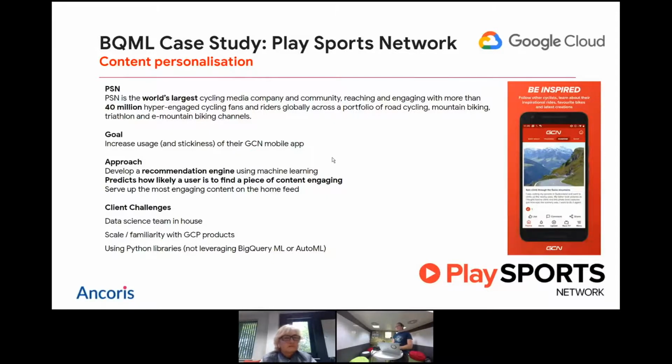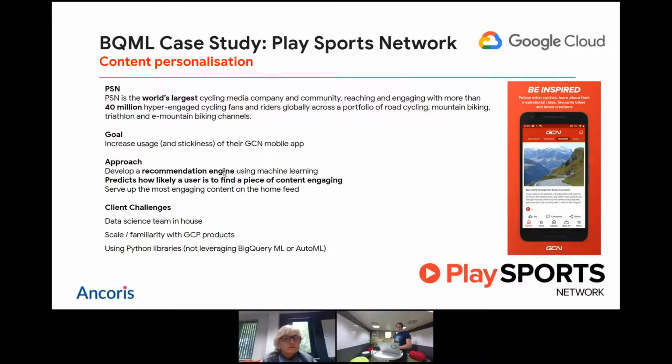They've got a number of YouTube channels. You'll probably recognize it as GCN, Global Cycling Network. They've got 40 million, actually more than that now, fans on YouTube. Now, they have a mobile app on the right-hand side, and one of their goals was to increase the usage, what they call stickiness, of their apps. They want more users to become engaged, and to use it on a daily basis.